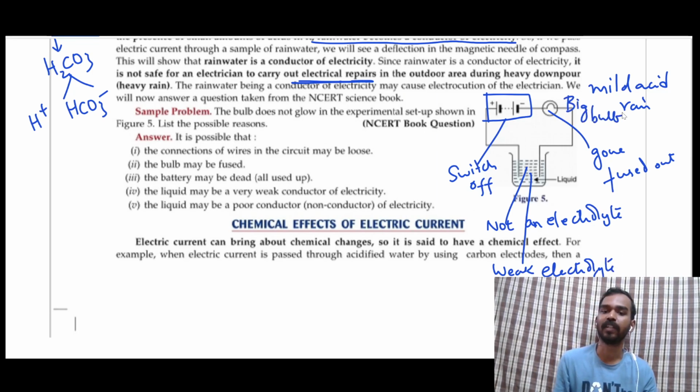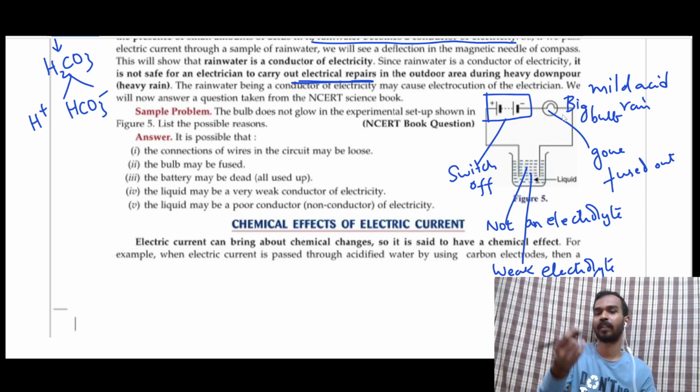For a weak electrolyte, you need either an LED or a compass to detect if everything is working fine. These all could be the possible answers. Why? If you replace the bulb with an LED and it is a weak electrolyte, then it will glow. That could be one of the possible things.